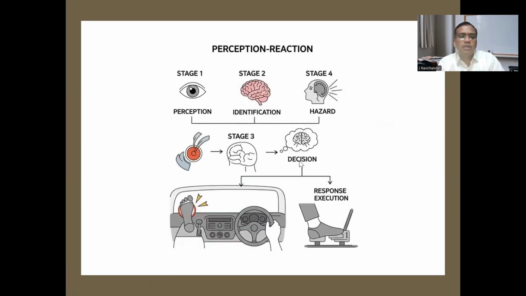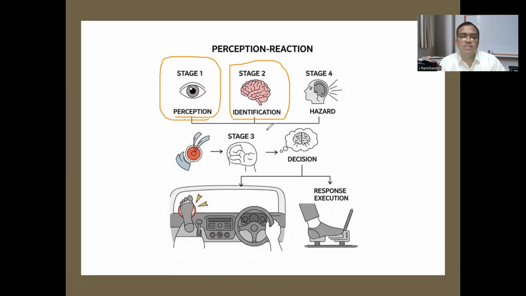Then perception and reaction. So in stage one, perception. For example, here we are driving the car, just now what we have discussed. When we are driving the car, our eyes will see. So this is perception. You are going to observe. This is stage one. In stage two, you are going to identify the things.